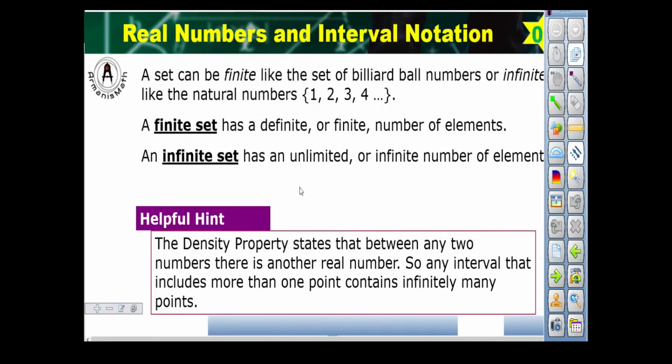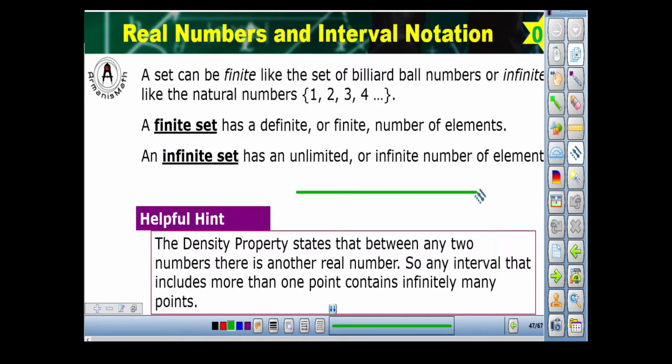Let's go over this again since we're reviewing here. Let's say I am at 0 and then 1, and just for the sake of demonstration there's a 2 here. So what are the numbers between 1 and 2? There's a lot of them.